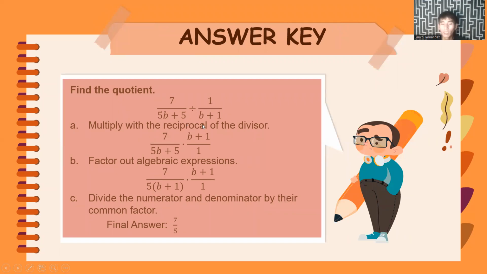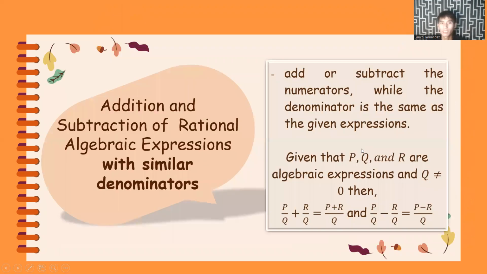Reciprocal, and then multiplication process. Factor out, cancel out, and then multiply the remaining terms. So we also have addition and subtraction. First one is with similar denominators, when the denominators are the same. So add or subtract the numerators while the denominator is the same as the given expression.